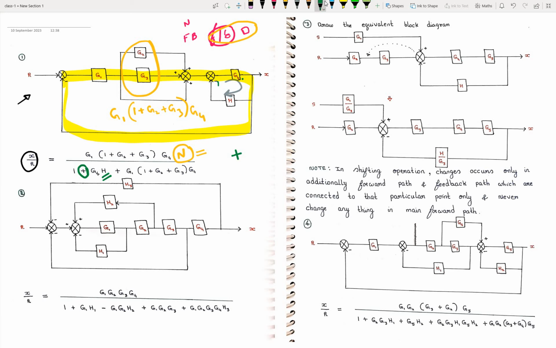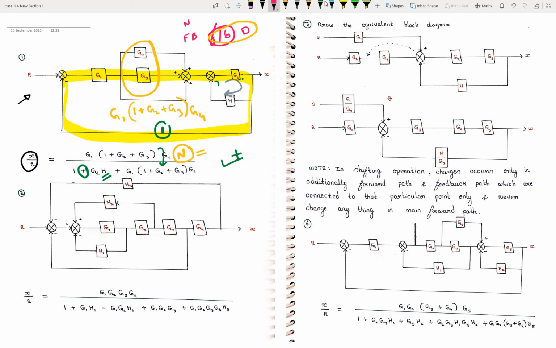focus on this thing. Whatever we have in numerator, write as it is downward: G1, 1 plus G2 plus G3, G4. Since we have 1 in feedback path, whatever we have in numerator, the same thing will appear in the denominator and we have to multiply with minus sign, and we already have minus sign. So minus into minus is plus. This completes question 1. Now come to question 2.